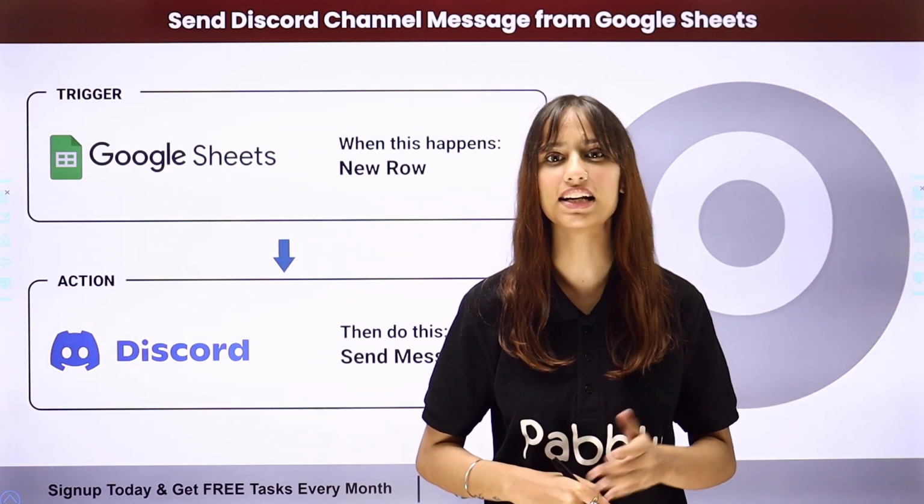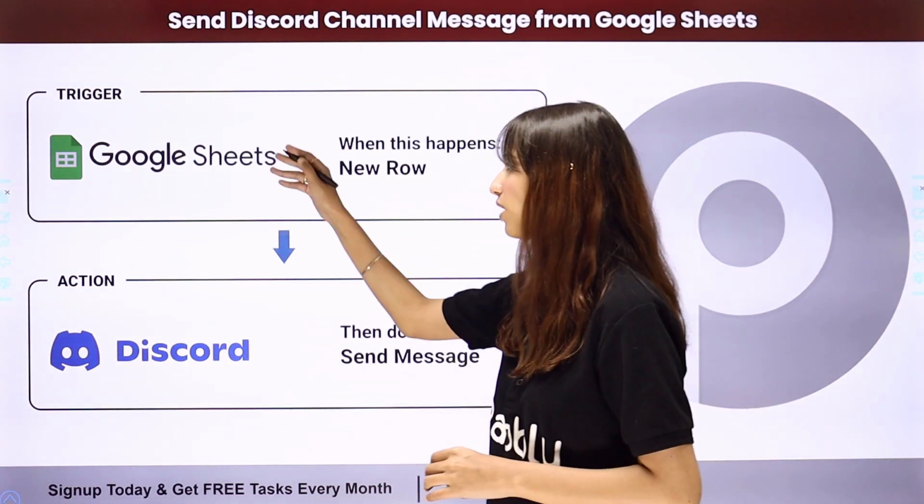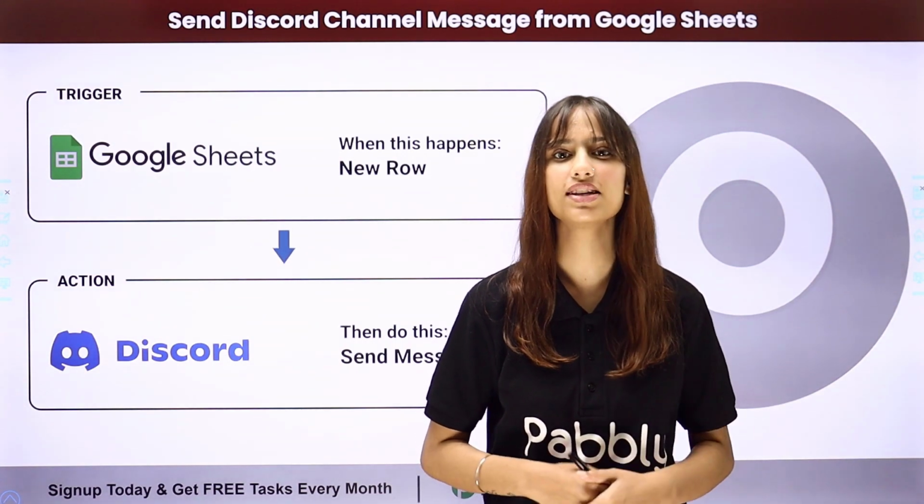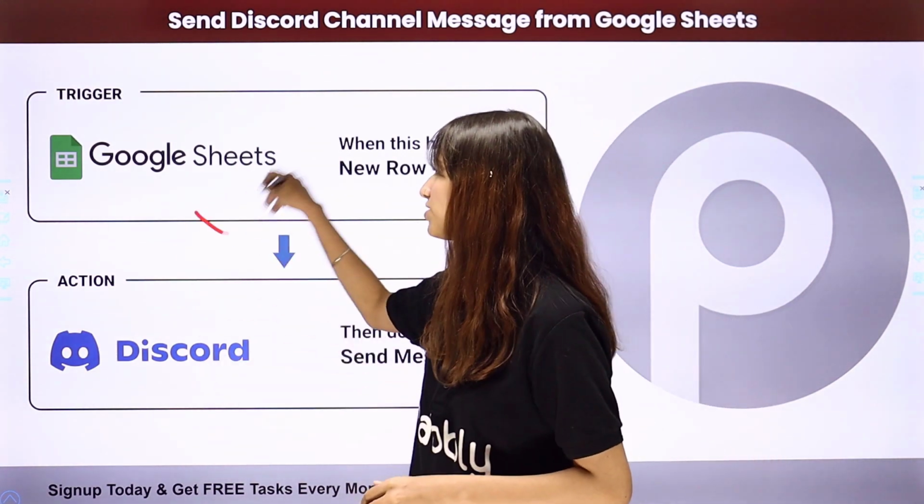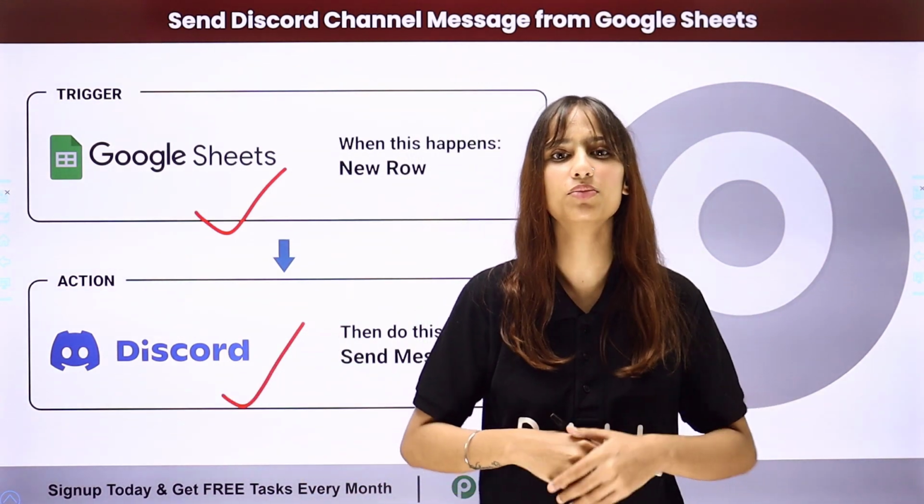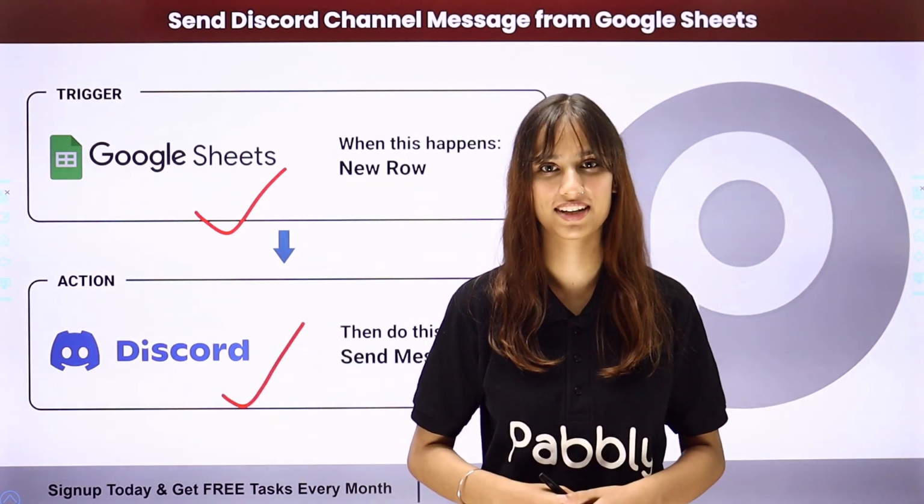So now to do this, I need to build an integration between these two applications, for which I'm going to use Pabbly Connect. Here my trigger application will be Google Sheets and my action application will be Discord. So if you want to learn more about this, follow me through the screen.